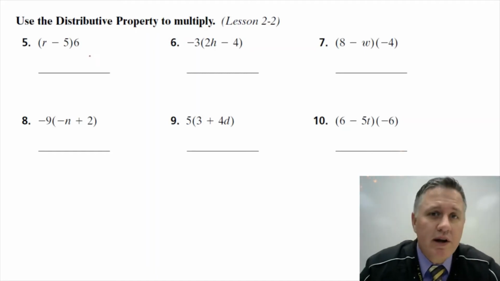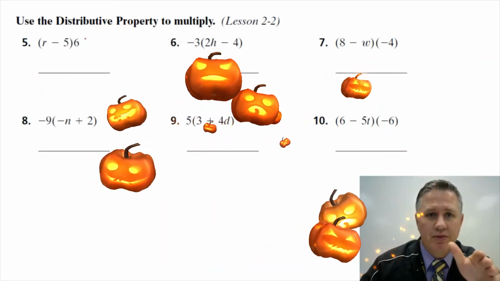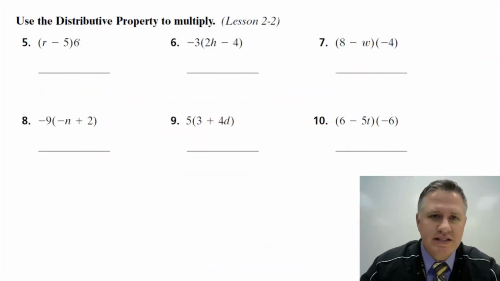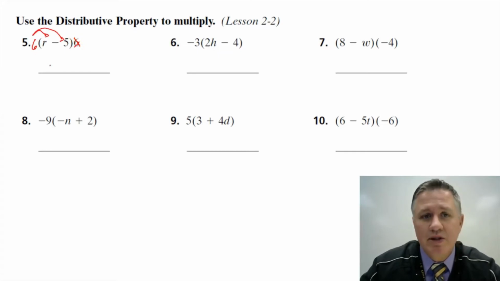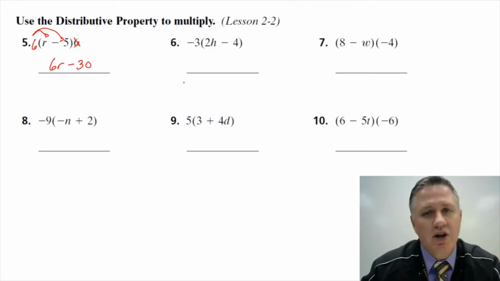Hey everybody, we're going to go over the homework and we're going to be working on the distributive property into two terms, okay? So look at this 6, it's coming in the back door. If you don't like it there, bring it to the front and then distribute, right? So 6 times r is 6r and 6 times 5 is 30. Don't forget to distribute to that second term, right? And just bring down the negative there, 6r minus 30.